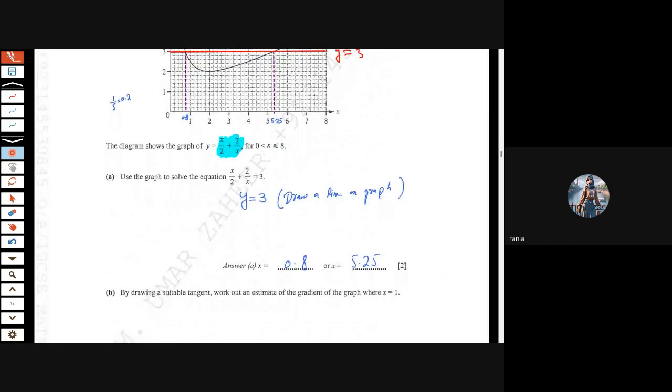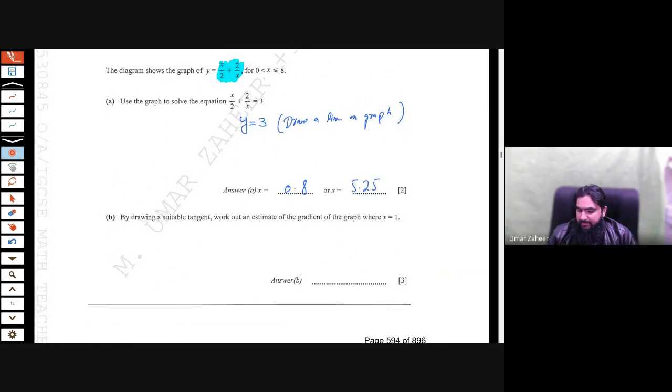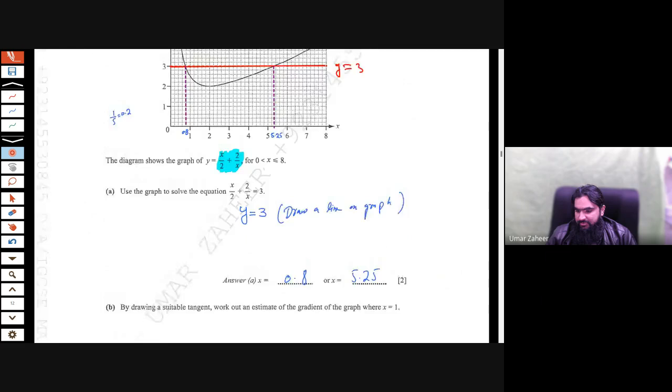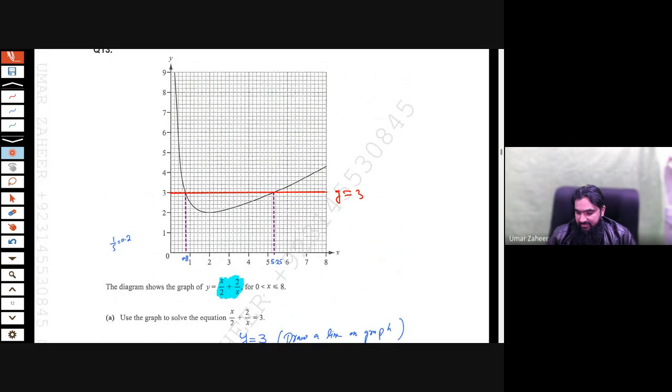Yes, sir. Now, in the next part, it says that by drawing a suitable tangent, work out the estimate of the gradient of the graph y where x is equal to 1. So at x is equal to 1, we have to find the gradient. So let me remove this working. At x is equal to 1.